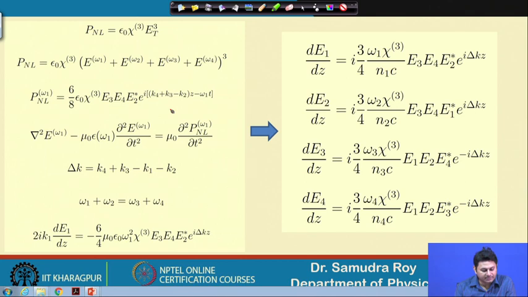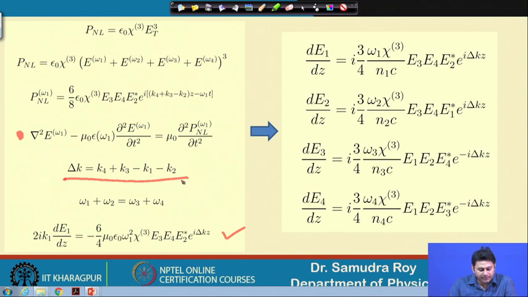Once my P nonlinear terms are ready and the expression of the total electric field is ready, I can use again my nonlinear Maxwell's equation. When I use it, I readily find the field equation, which is simply 2 i k E1 dz minus 6 by 4 mu 0 epsilon 0 omega 1 square chi 3, the entire term, where delta k is the difference k 1 plus k 3 minus k 1 minus k 2. This is the difference between the propagation constants.